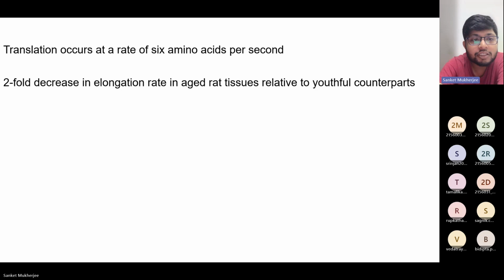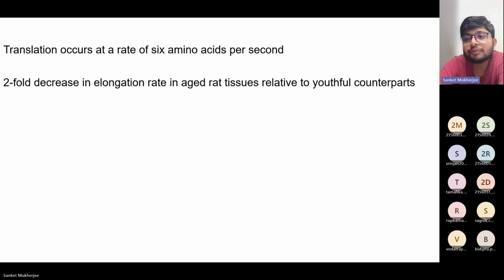So translation occurs at a rate of 6 amino acids per second. A twofold decrease in elongation rate is observed in aged rat tissues relative to youthful counterparts. What does this mean? What happens with aging? The rate of translation decreases.